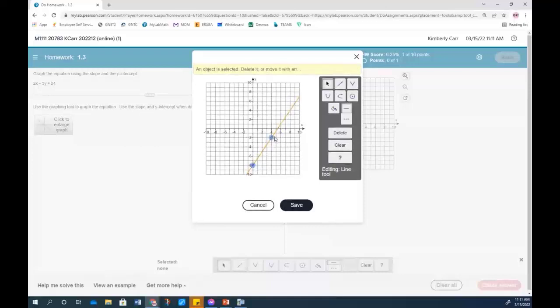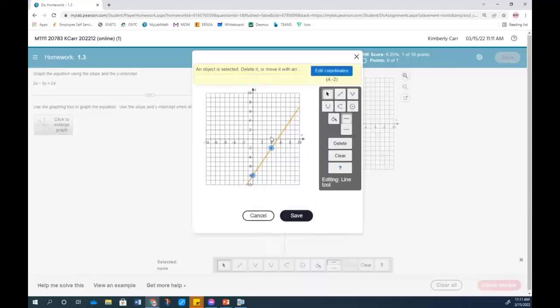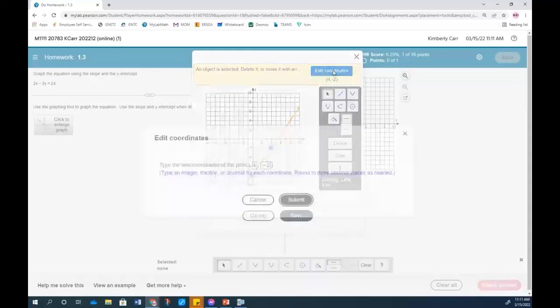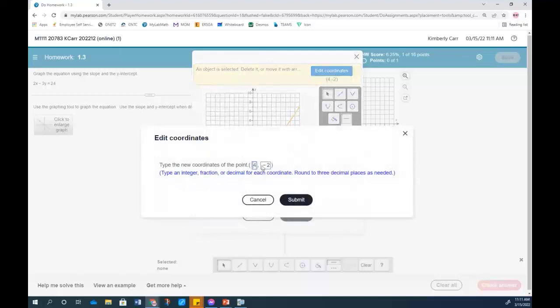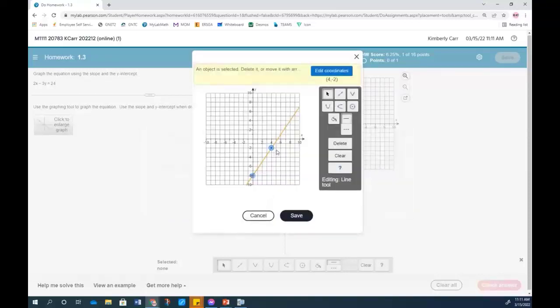And then I'm just going to put it somewhere because I want to show you particularly how you can edit. Even though that line is there, I know it's not in the right place. So I'm going to click that. And now I can either drag it, or notice I can click Edit Coordinates. And so if you want to click Edit Coordinates, you can type directly in there. Okay, but you don't have that option until after you put the line on there and then click something.